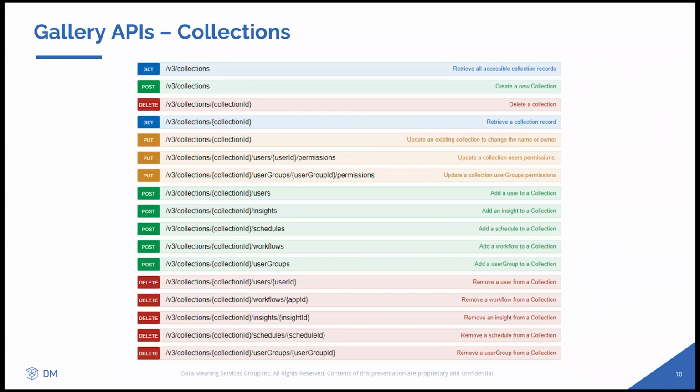You can update an existing collection to change the name or the owner. You can update collection user permissions and collection user group permissions. You can add a new user to a collection, add an insight, a schedule, a workflow, or a user group to a collection, and you can also remove a lot of things: remove a user, workflow, insight, schedule, or user group. So you can do pretty much everything that you do on the user interface within the gallery using API calls, which is really cool, right?